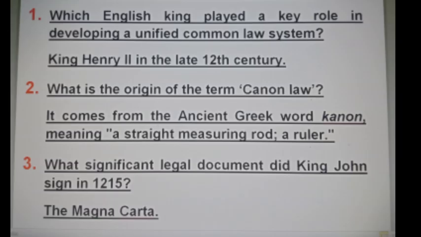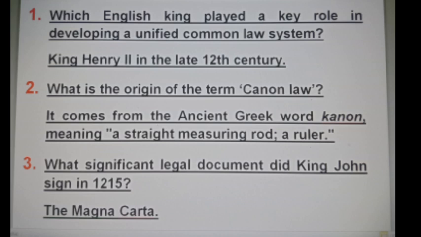Today's first question is, which English king played a key role in developing a unified common law system? Henry II in the late 12th century. What is the origin of the term canon law? The term canon law comes from the ancient Greek word canon, that means a straight measuring rod, a ruler.